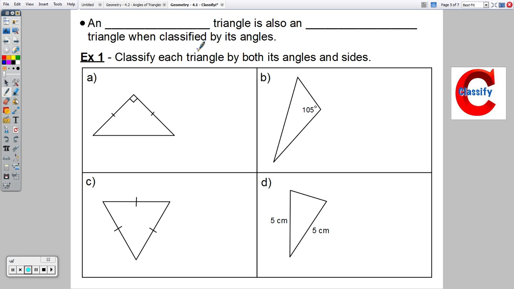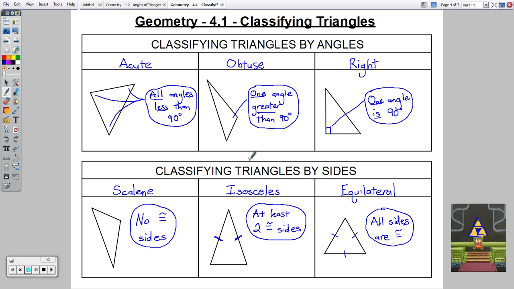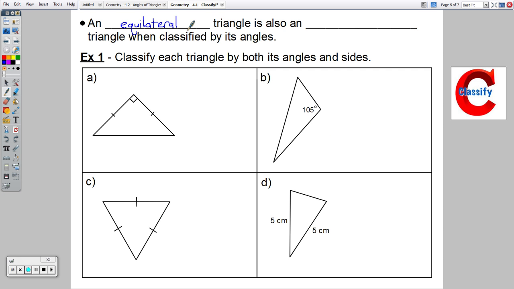Next up, what goes here? Well, an equilateral triangle. This is something that's written as a little side note in the book, and I'm doing the same sort of thing here. An equilateral triangle, if we look at that, we can actually say that all the angles are equal as well. So we could call this what's called an equiangular triangle. So it's also an equiangular triangle when classified by its angles.